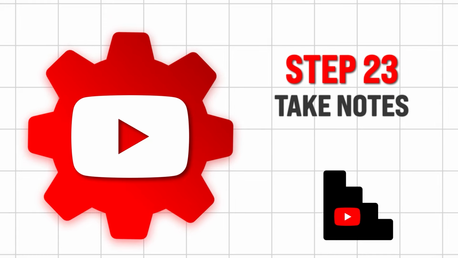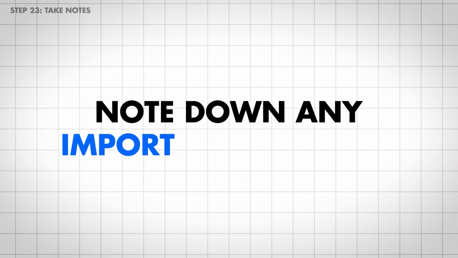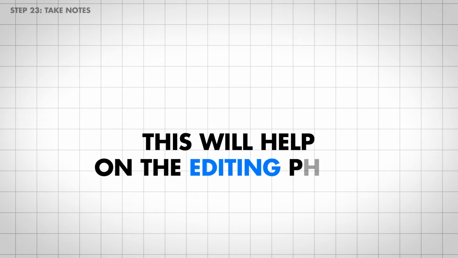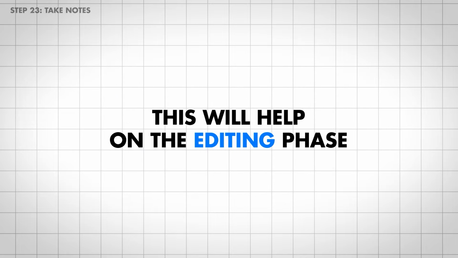Step number 23 is to take notes. A lot of times when you're filming something, it is not going to go according to plan. And sometimes you have a lot of things not going according to plan. But those things are really good. So if you're having these moments, it's good to note them down so that afterwards you can pass them on to your editor and make it easy for them to understand how you are envisioning this video.